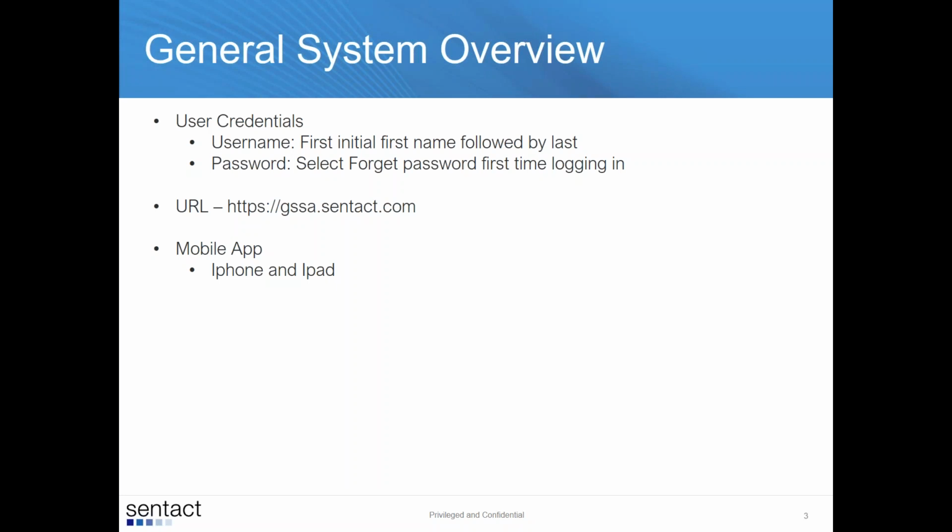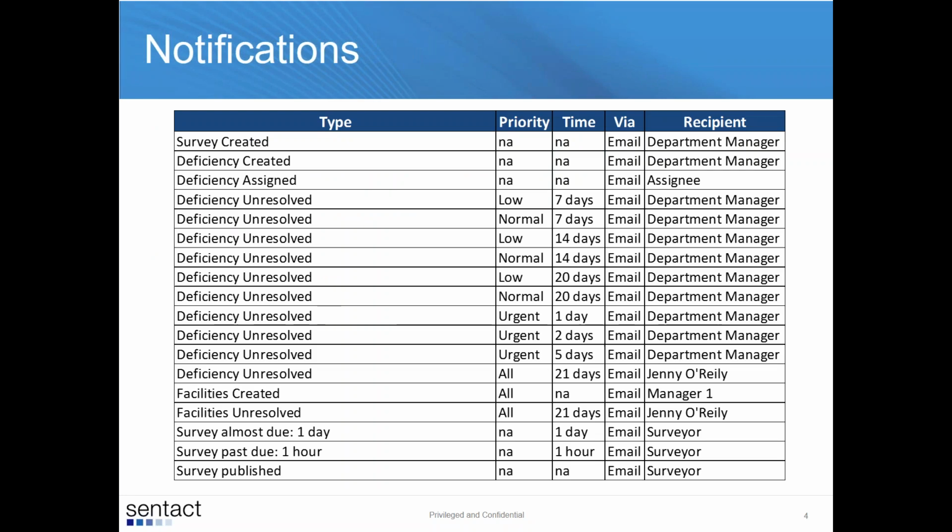So it does sound like there are some IT restrictions. If you need any support from Sentact, please definitely let us know, and we can get our technical team on as well on a quick call. But your URL is gssa.sentact.com. There is no www. And as you are aware, we do have a mobile app for your iPhone and iPad. There's instructions on how to download, but it does sound like you guys are experiencing some security issues regarding that.